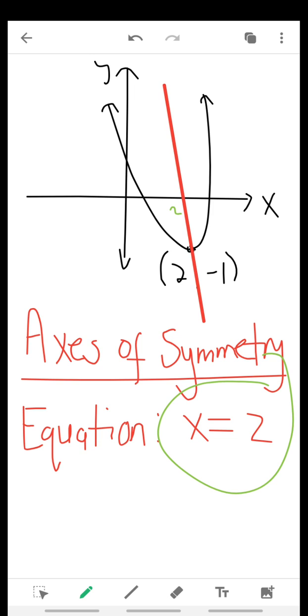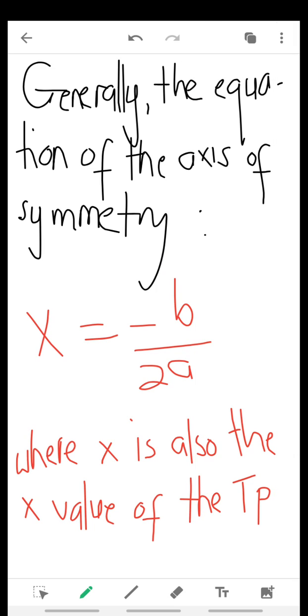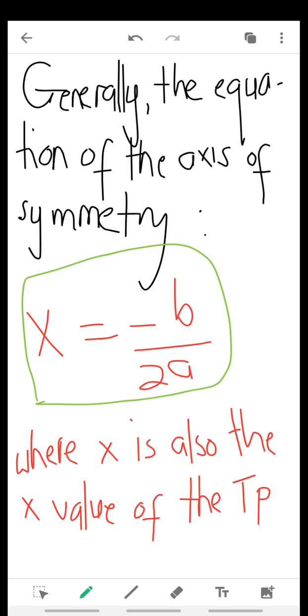So the equation of the axis of symmetry, the red line here, for this case will be x equals 2. Remember, x equals 2 is the equation of the axis of symmetry for this example, but do we have a general formula that we can use for all parabolas when determining the equation of the axis of symmetry? Yes, and this is the equation that we will use for all parabolas.